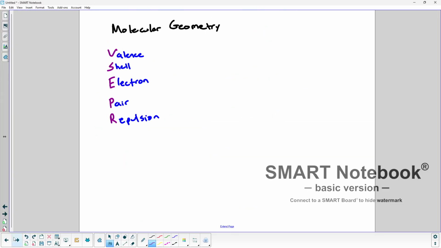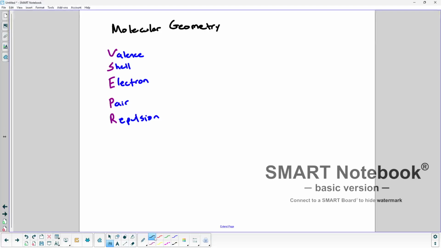What we're going to talk about next is how we use that to predict shapes. And the theory we use for that, and you should have gone over this in that online tutorial, is called valence shell electron pair repulsion, often initialized as VSEPR. I know it's VSEPR, but people say VSEPR. That's what I'm going to say. That's what the community says, so you kind of got to get used to this.